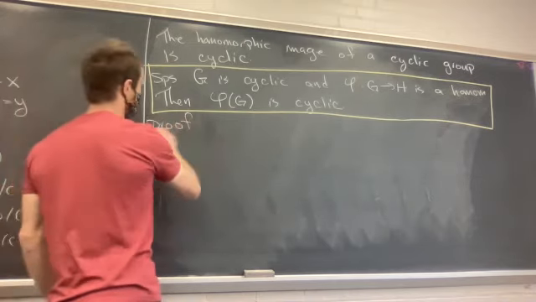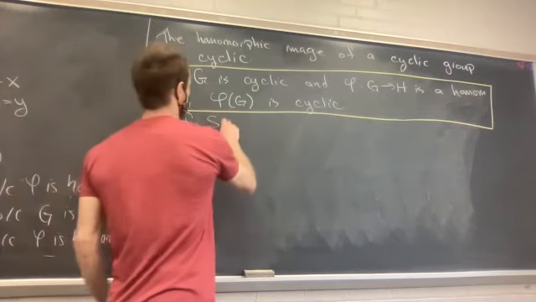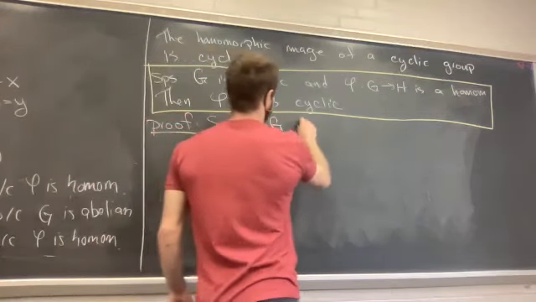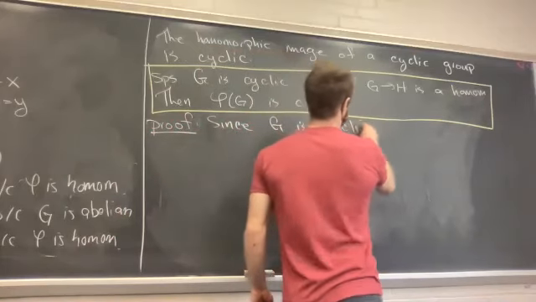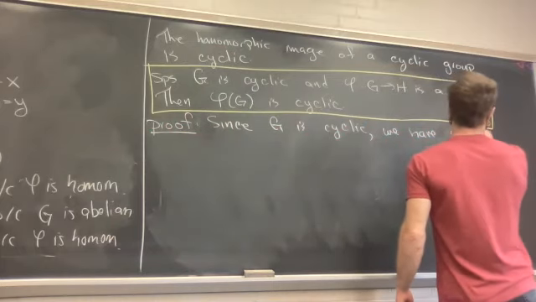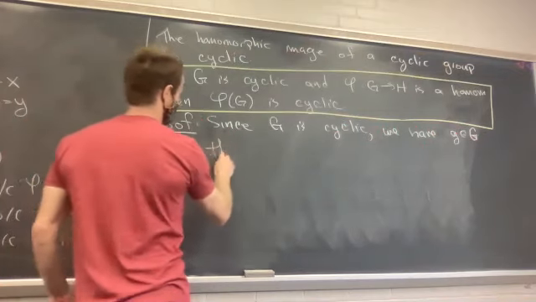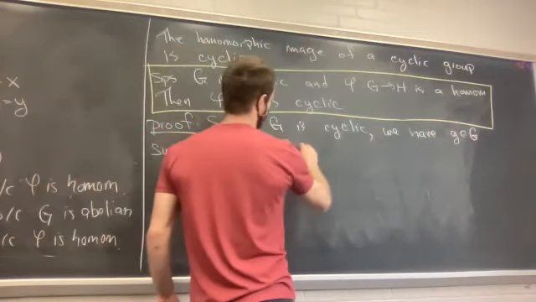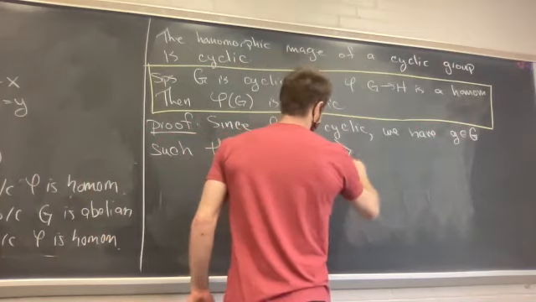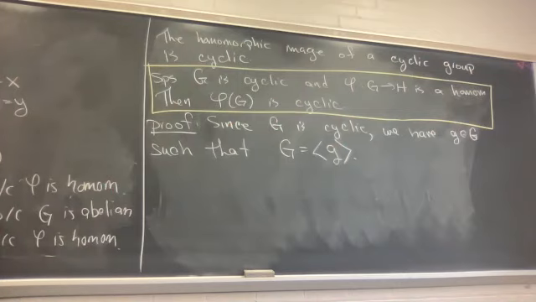And now here, in this one, you want to use the fact that G is cyclic to pull out a generator. So since G is cyclic, we have a little g in big G such that big G is equal to, well, it's generated by little g, right? That's the definition of being cyclic, that you're generated by a single element.